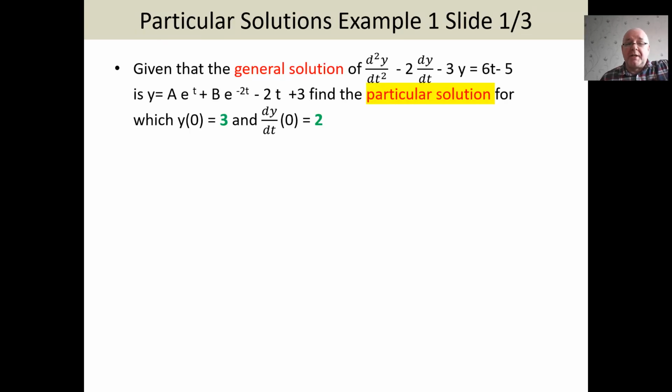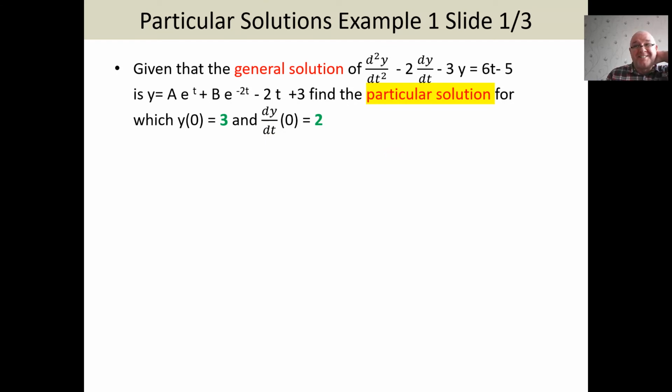Supposing we have this one, y double dash minus 2y dash minus 3y is 6t minus 5. And given that the general solution is y equals ae to the negative t plus be to the 3t minus 2t plus 3, you've got to find the particular solution for which y(0) is 3 and dy/dt, y dash, is 2. To do that, we're not really going to do anything clever. All we're going to do is substitute and basically match it to these values. It's really quite straightforward.